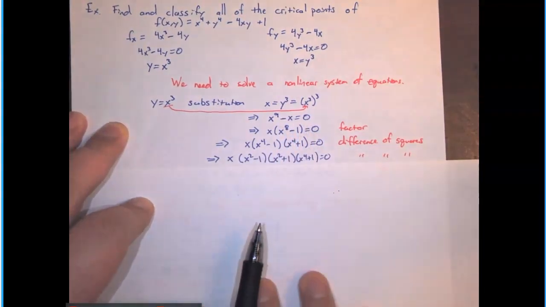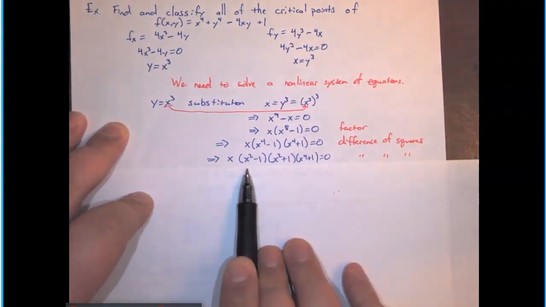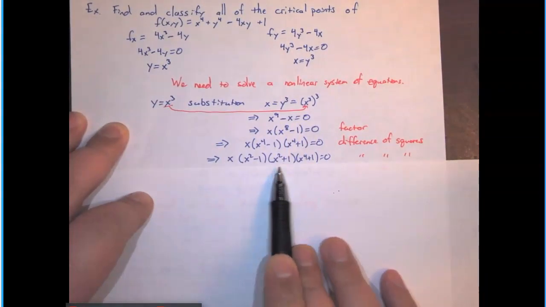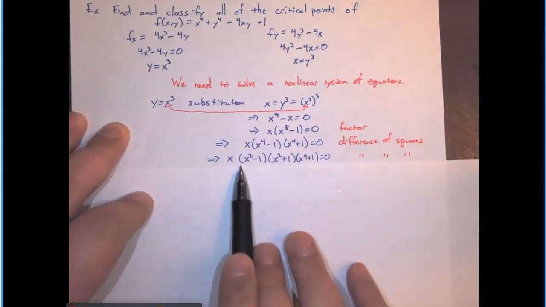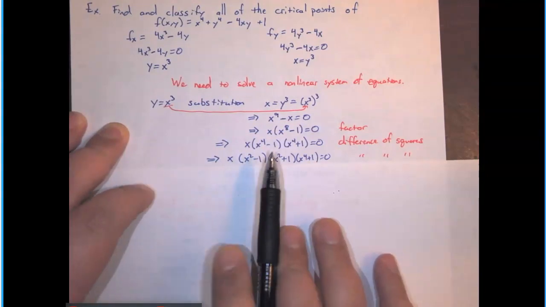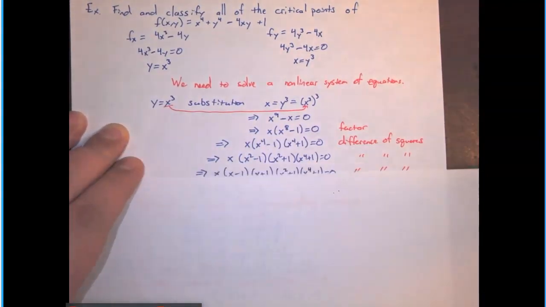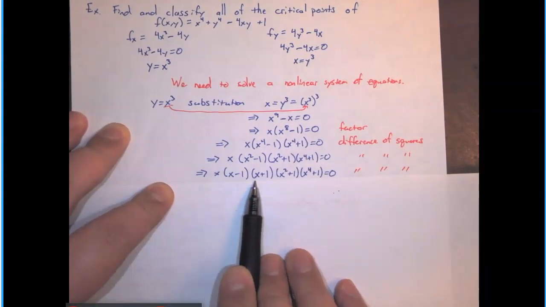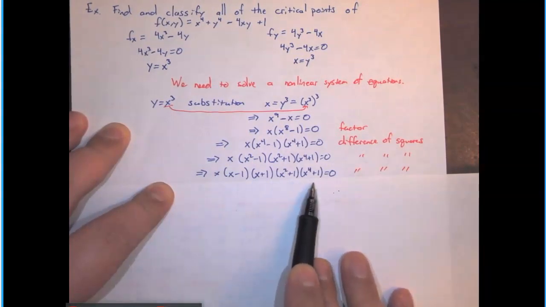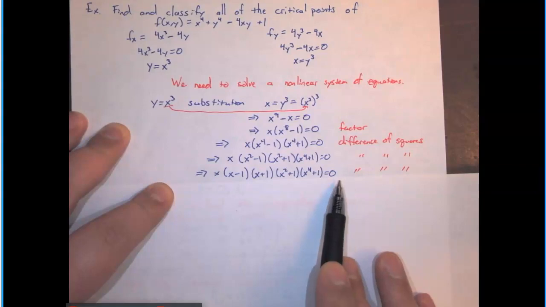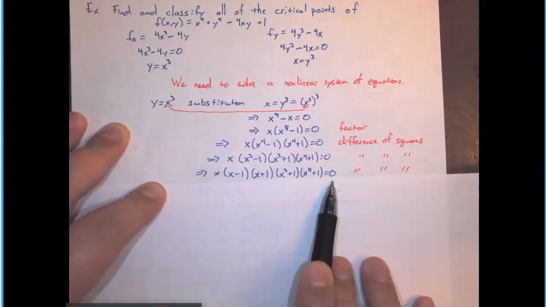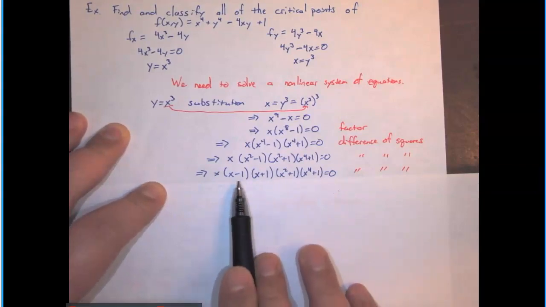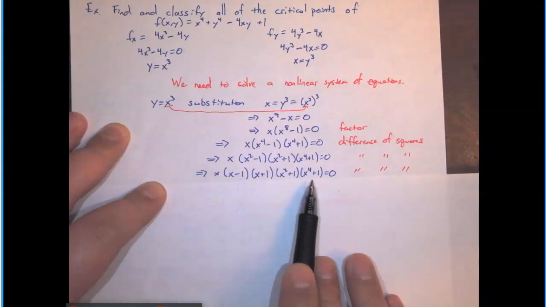So I factor x to the 4th minus 1. That gives me x times x squared minus 1, x times x squared plus 1 times x to the 4th plus 1. I have another difference of squares. So I factor one more time to get the completely factored form. x times x minus 1 times x plus 1 times x squared plus 1 times x to the 4th plus 1 equal to 0. If this is equal to 0, that means at least one of these factors is 0.